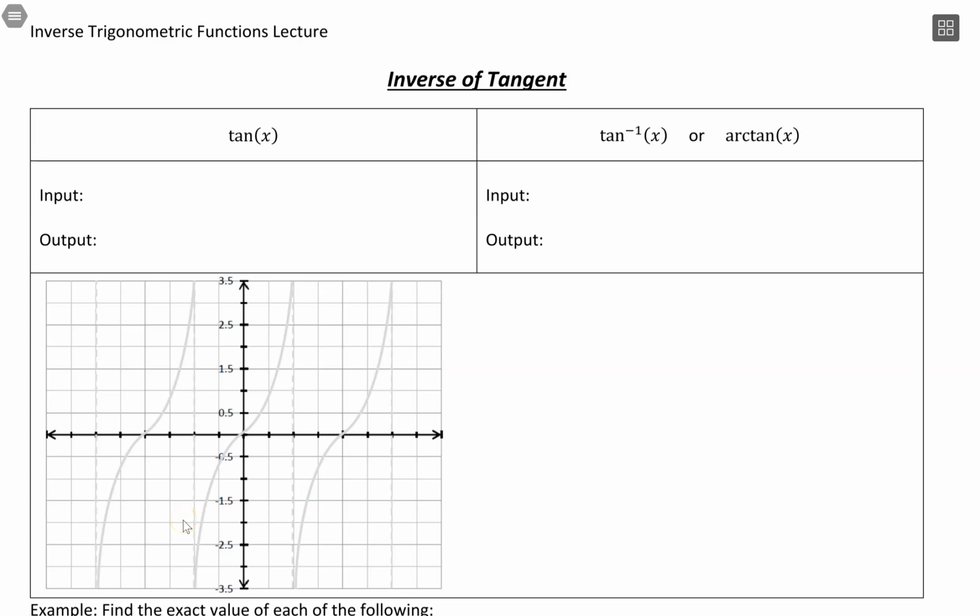Inverse of tangent is going to have some tricks to it. It's going to take a little more work than the inverse of sine and cosine. It's mostly because inverse of sine is just the y-coordinate. Inverse of cosine is working with the x-coordinate. With tangent, it's a ratio of those two. So what we're using here is the fact that the tangent is equal to sine over cosine.